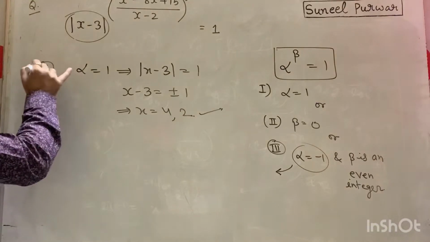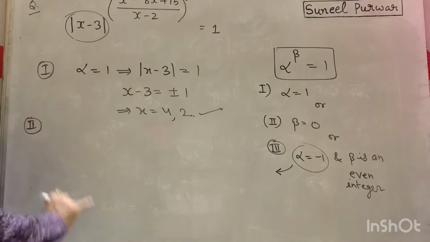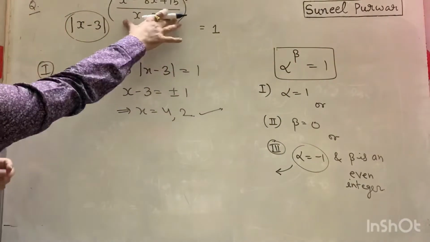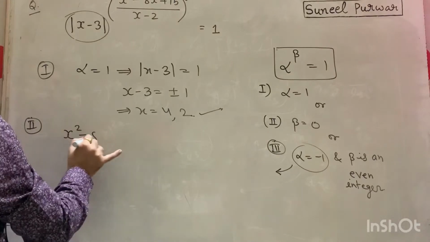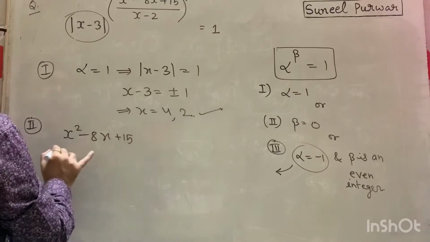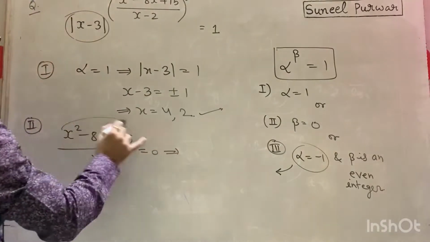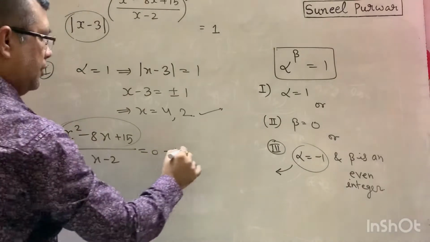Analyze the second possibility, in which beta has to be 0. Beta means this exponent has to be 0. So put it there, x square minus 8x plus 15 upon x minus 2 equal to 0. So if you solve it, you get the roots as what? X is equal to 3 or 5.